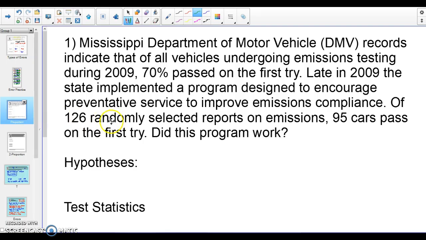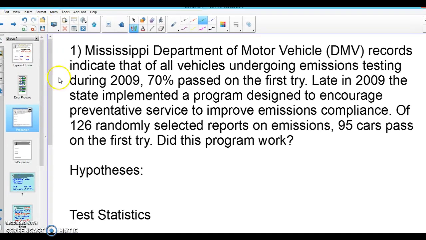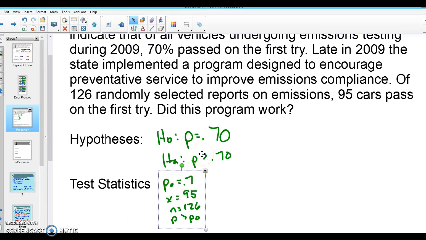Okay, first problem for review, we have the Mississippi DMV has implemented a new program to try and get more than 70% passed on the first try. And then of the 126 randomly selected, 95 cars do pass. So we're testing null equal to 0.7 versus greater than 0.7 because we're hoping that more of the cars pass the test on the first try.